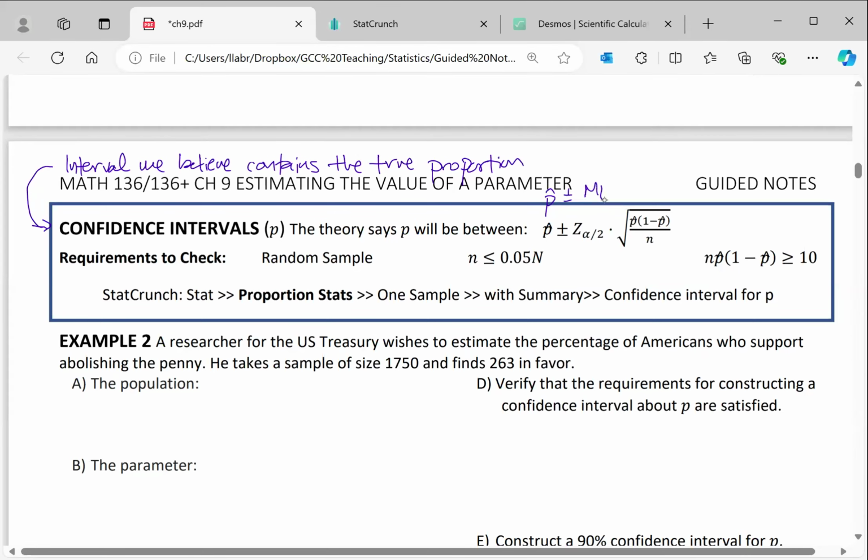And last time we saw that it's essentially the point estimate p hat plus or minus the margin of error. And we saw that the margin of error is basically the number of standard deviations times the approximated standard error. We do have some requirements, and they should make a lot of sense.